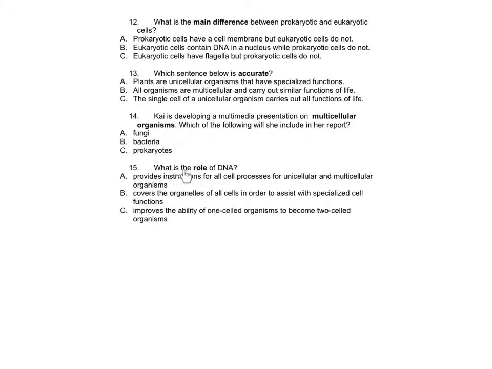Number 15, what is the role of DNA? A, provides instructions for all cell processes for unicellular and multicellular organisms. B, covers the organelles of all cells in order to assist with specialized cell functions. C, improves the ability of one-celled organisms to become two-celled organisms.